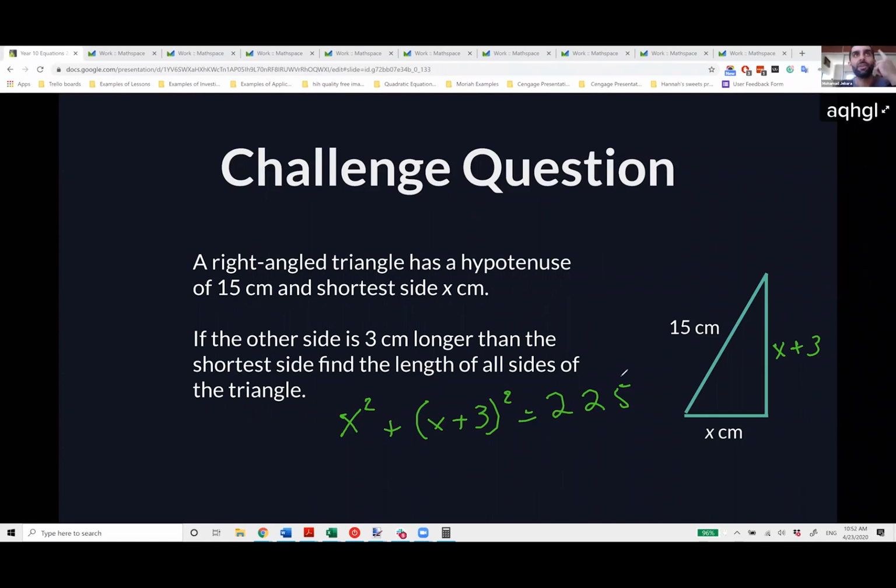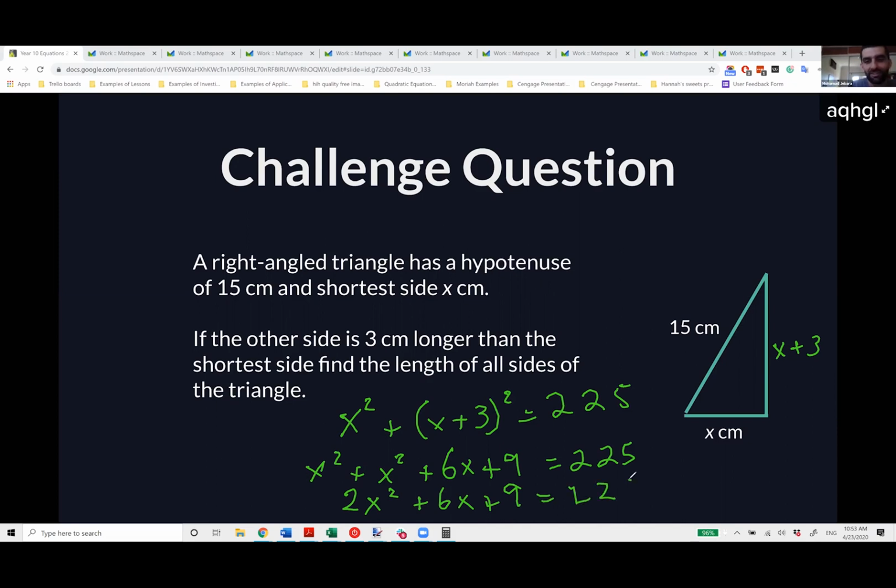Okay, now we're going to use everything we learned last week. Expanding, so that's x squared, and then you remember perfect squares, so it's x squared plus, and then we multiply these two together and then multiply by 2. So hopefully everyone remembers that from last week. And then plus 9, the 3 squared, is equal to 225. Got ourselves our equation there. And we simplify that a bit more. We get 2x squared plus 6x plus 9 is equal to 225.